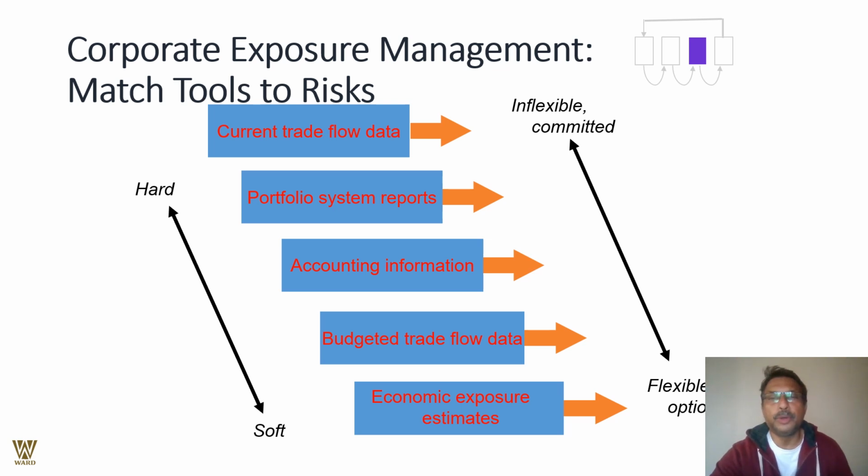Now, if you look into it, what is happening around here? We are talking about corporate exposures. What are the hard targets and what are the soft targets? Let's see, the economic exposures is what we are talking about here. Yes, economic exposures, this is a soft target. Then from the budgeted trade flow targets, remember, as we go up from budgeted trade flows targets to accounting information to portfolio system to current trades, as the case might be.